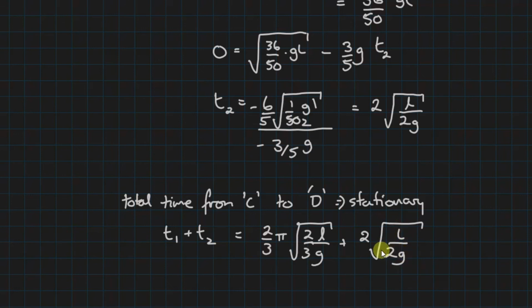You could probably take out a square root L over g, but you've still got loads of roots all over the place then as well. So I think that's probably an expression they would accept. Okay, so that was the hard question as well, the last one. Sorry for the interruptions.